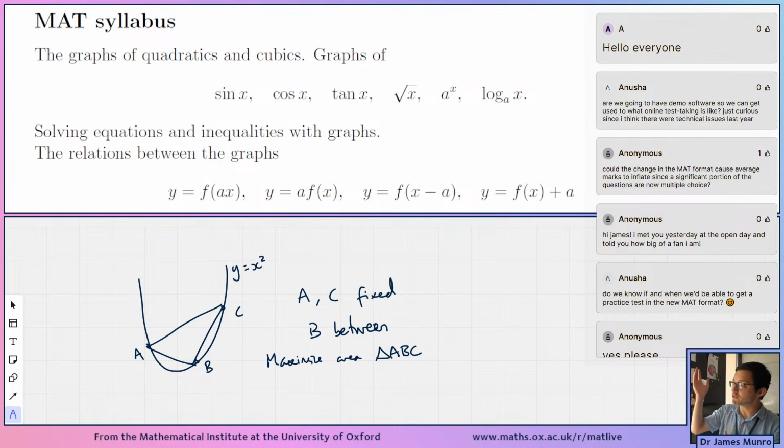Today we're going to look at the graphs and transformations parts of the MAT syllabus.